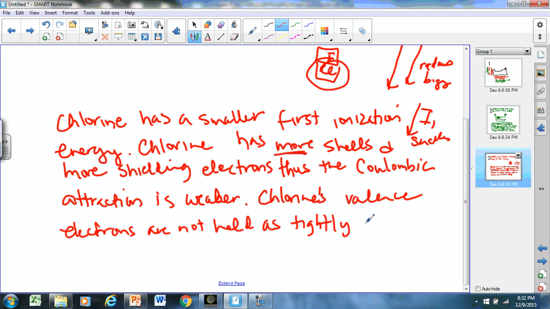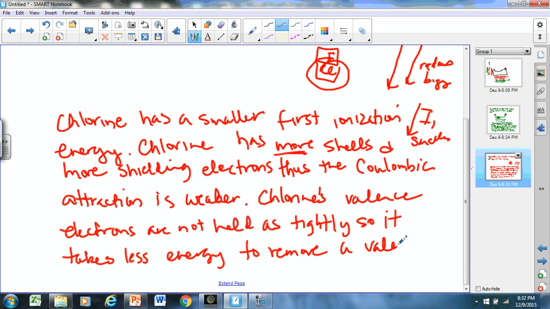So we need another linking word. So it takes less energy to remove a valence electron. Bingo. That's how you do these. That's how you do these. All right. Essay questions for ionization energy.